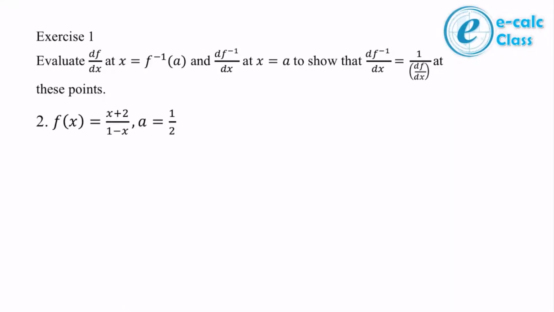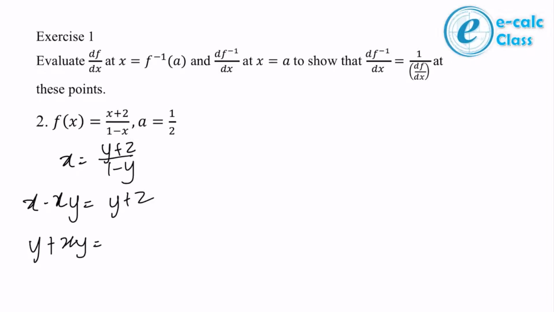Number 2, okay, we need the quotient rule, but before that, let's find the inverse function first. Like I said, switch your x and y, express y in terms of x: y equals (x minus 2) over (1 plus x). So this is your f inverse. This is actually your f inverse of x.